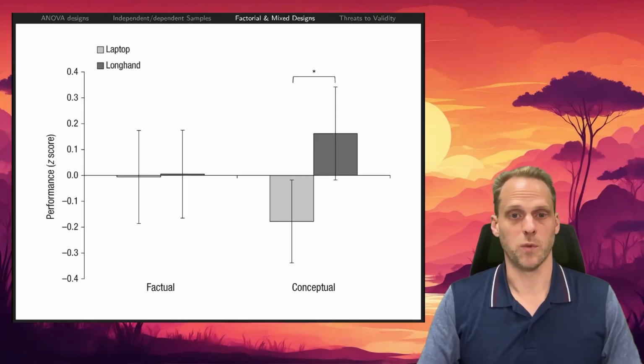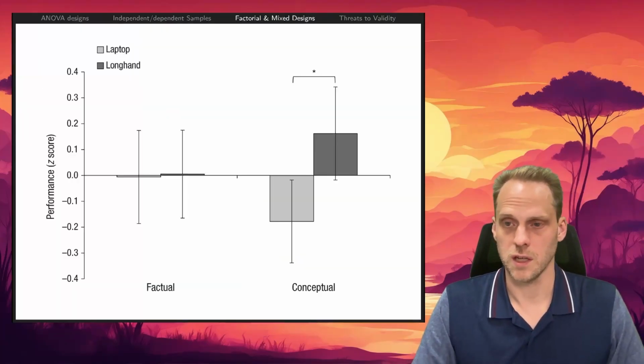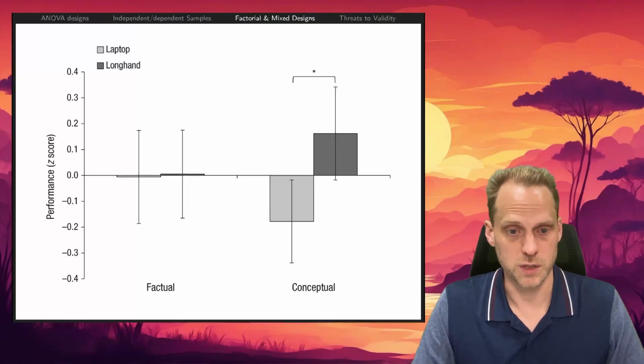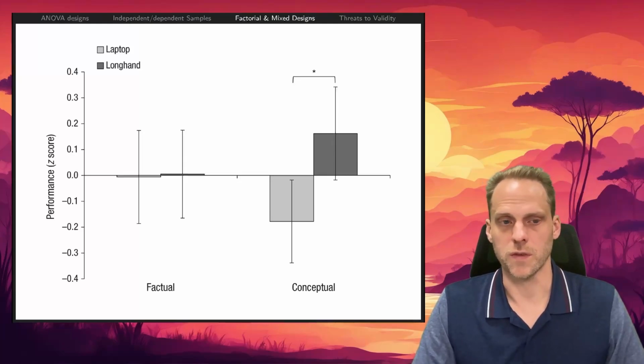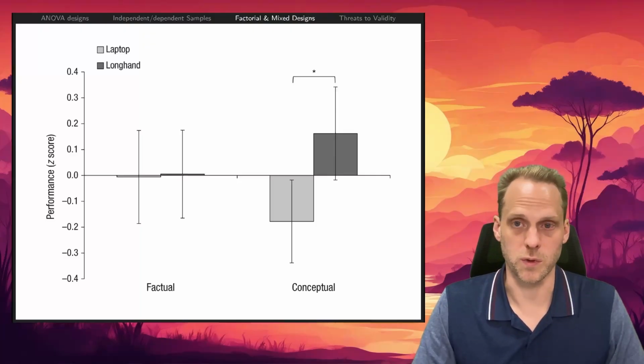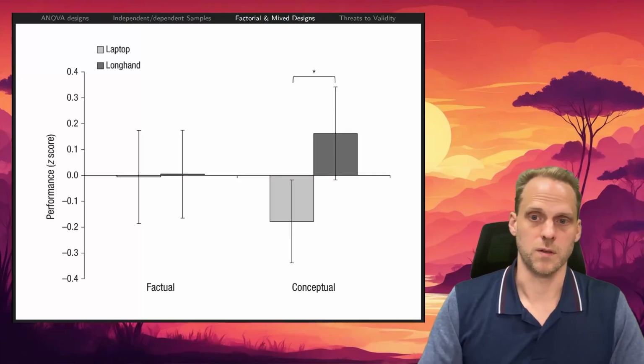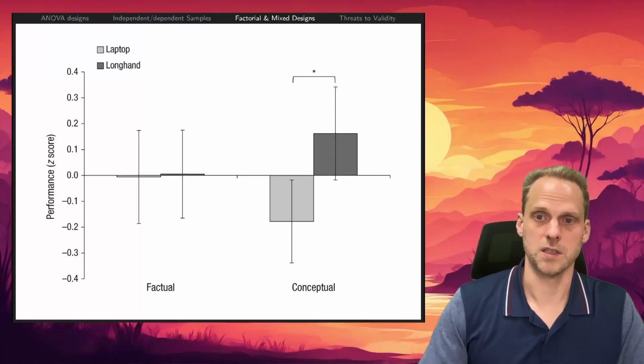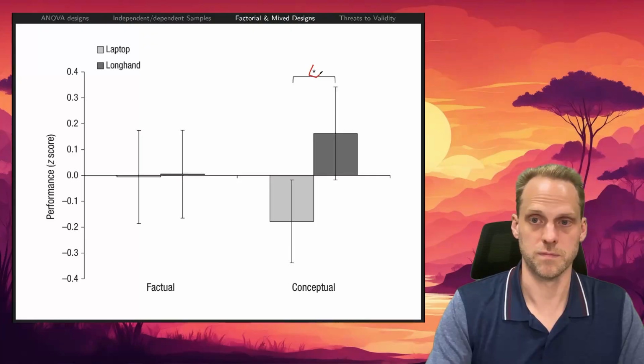So here's an example of the note-taking study we discussed earlier in this course, where we also see a significant interaction. There's only difference on performance in one of the conditions, in this case in the conceptual condition, but not in the factual condition. So that was the main finding here, this significant interaction here.